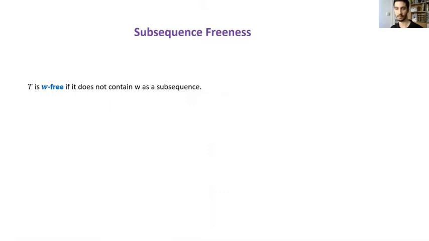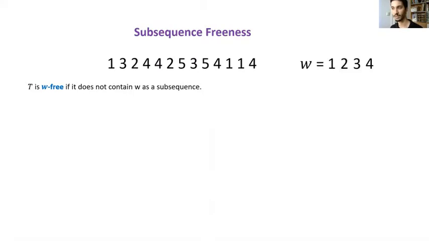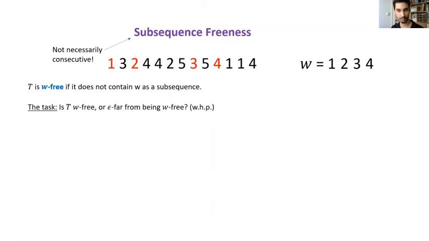For sequences T and W, T is said to be W-free if it does not contain W as a subsequence. For example, this sequence does contain the sequence 1, 2, 3, 4 as a subsequence. And our task is to decide whether a given sequence T is W-free or is epsilon far from being W-free.